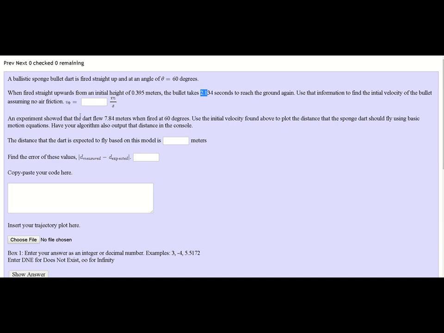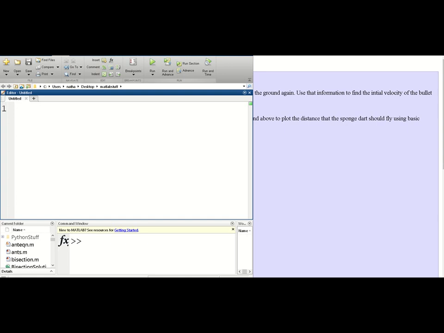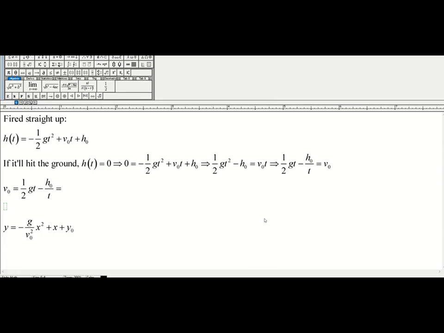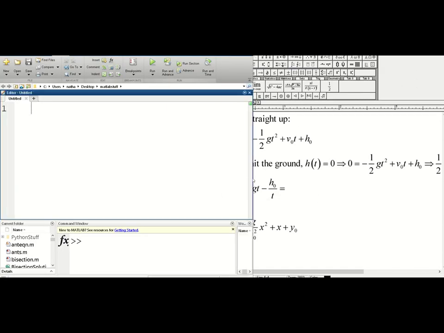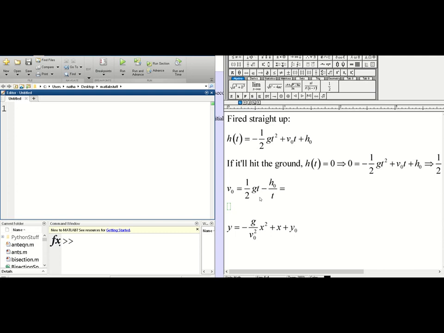An experiment showed that the dart flew this far when fired at 60 degrees. Use the initial velocity found above to plot the distance the sponge dart should fly using basic motion equations. So this is kind of our ideal situation as opposed to the real situation, right? That thing hitting all the air and stuff.